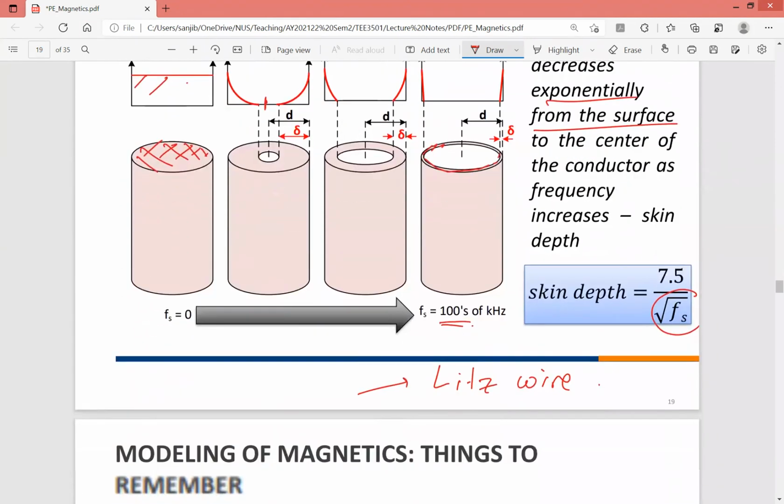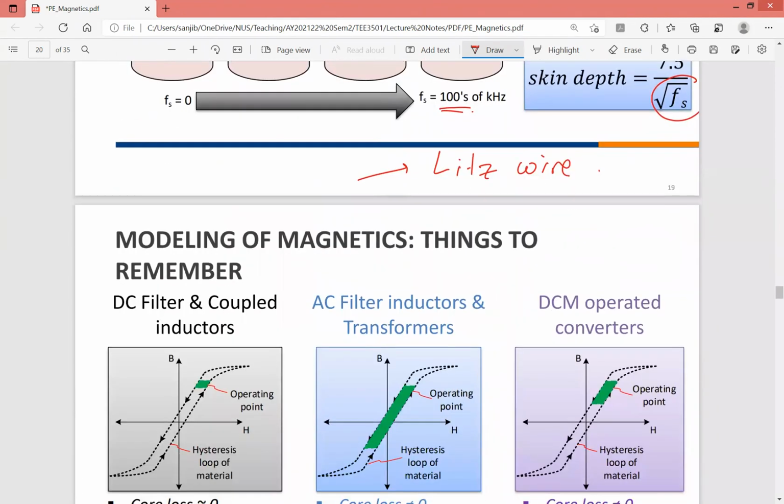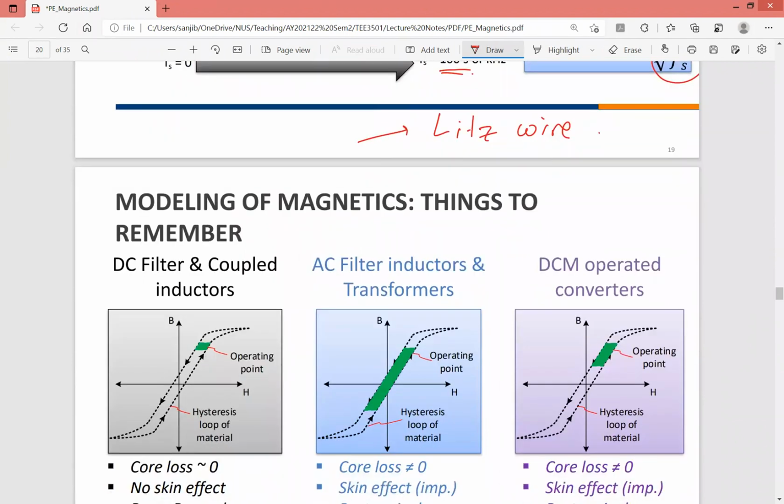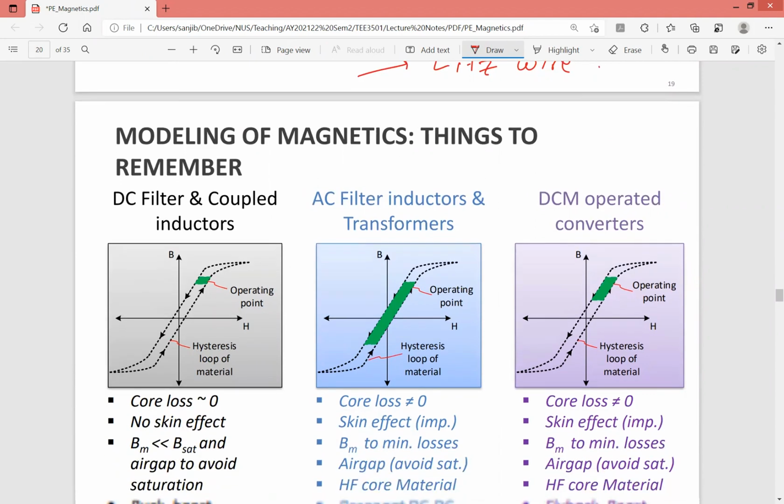Otherwise, it will be higher. So loss will be higher for the same average current. If the ripple is large, then I RMS will be higher compared to the average value.